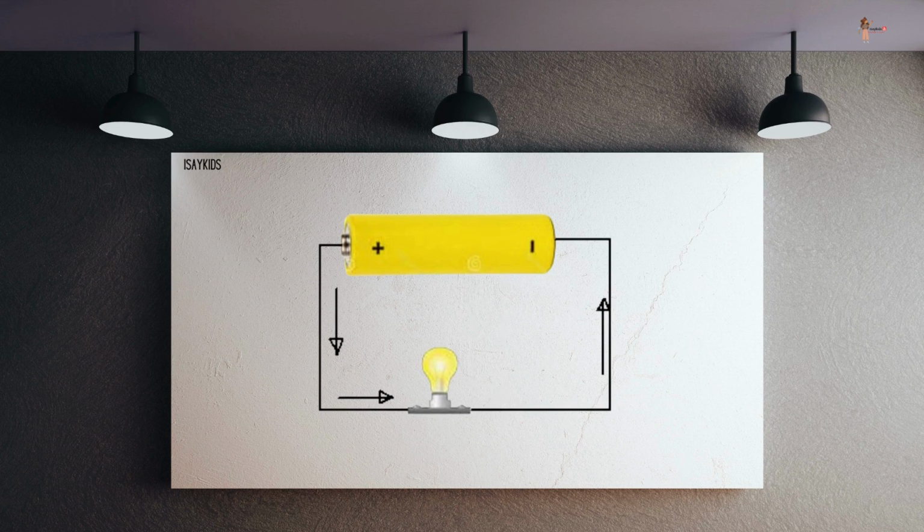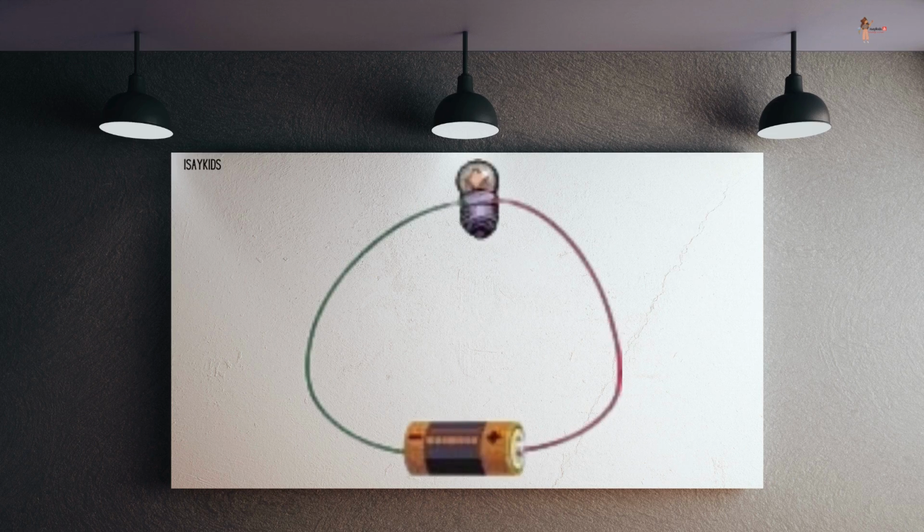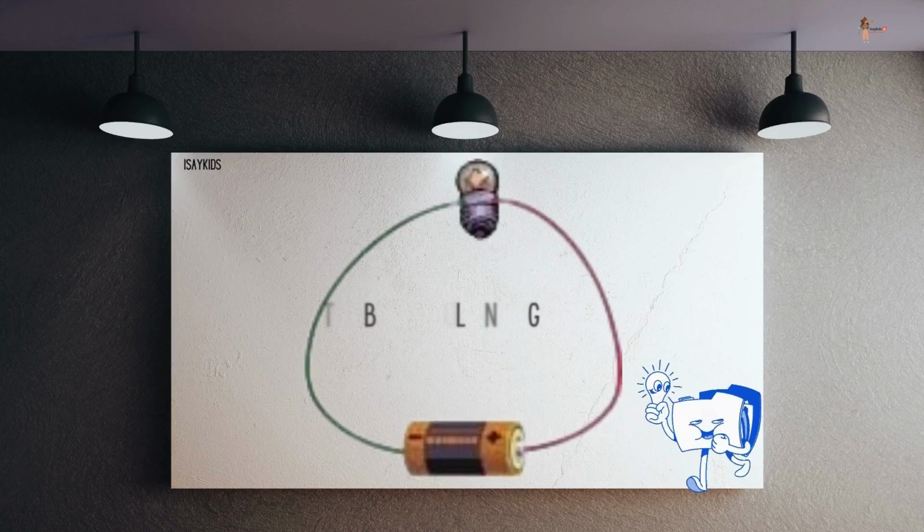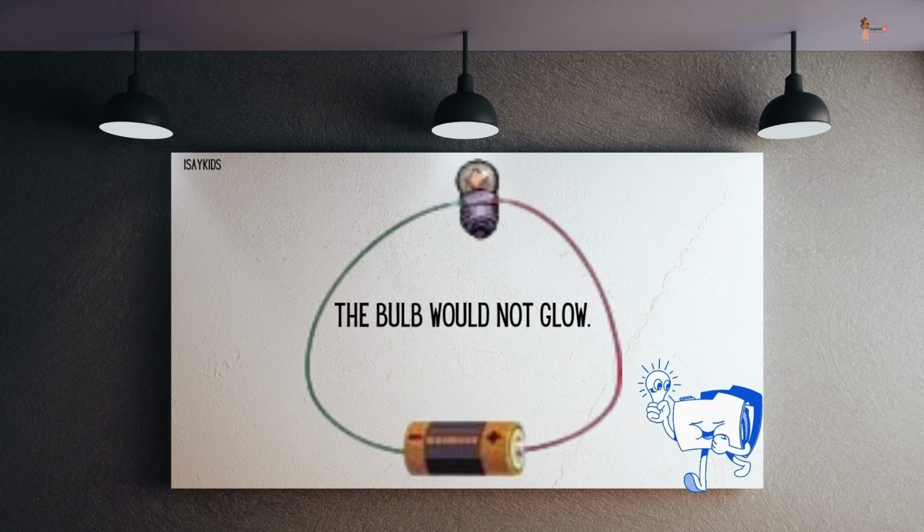Now, if I ask you if the bulb would glow in the circuit shown here or not, what would your answer be? See it carefully. You would notice that the two terminals of the cell are connected to the single terminal of the bulb. This is as good as the bulb not being connected in the circuit at all. We know that the two terminals of the bulb should be connected to the two terminals of the cell. So, in this case, the bulb will not glow.